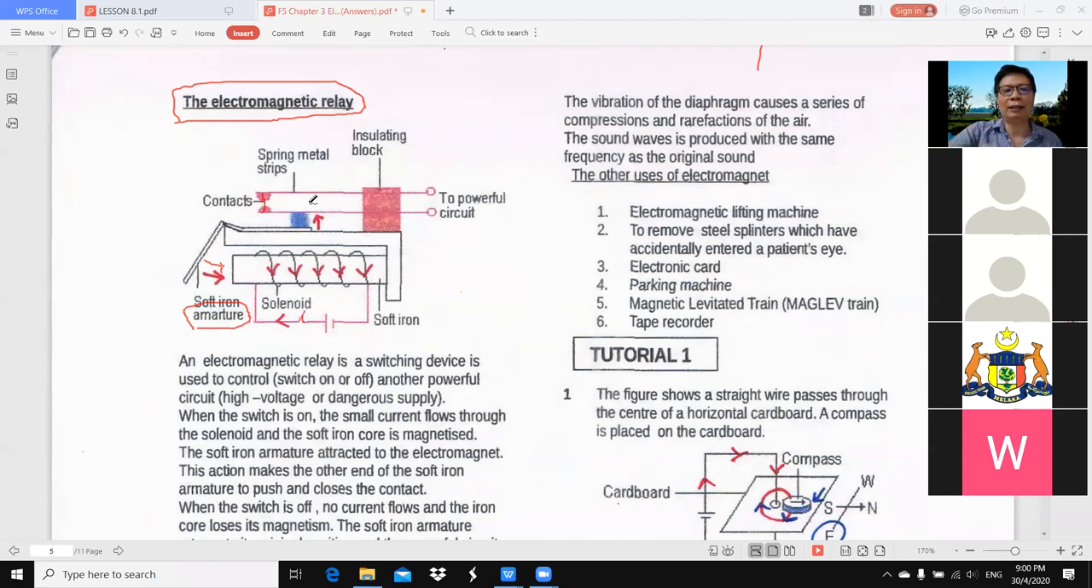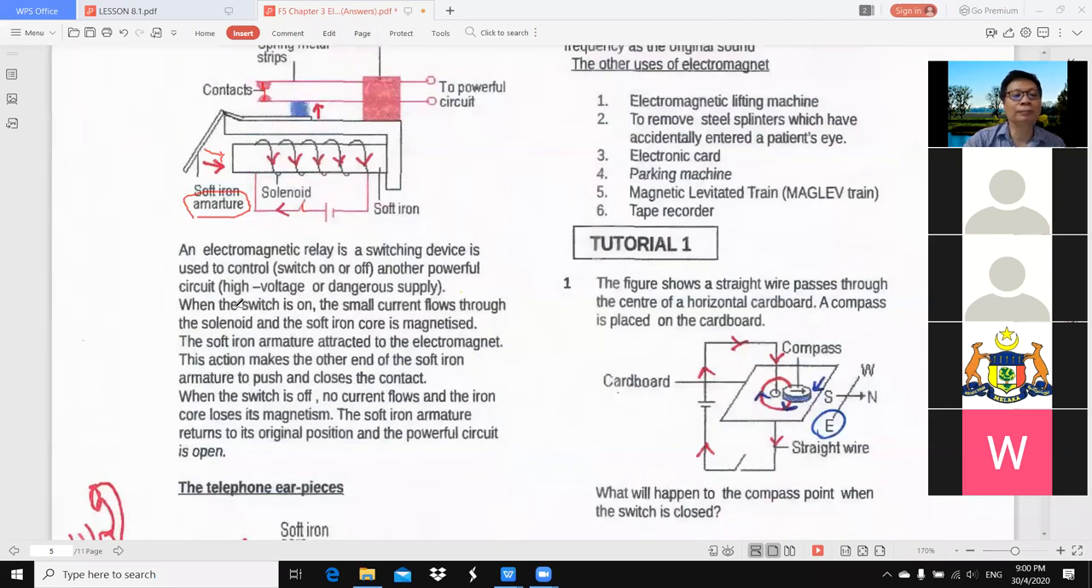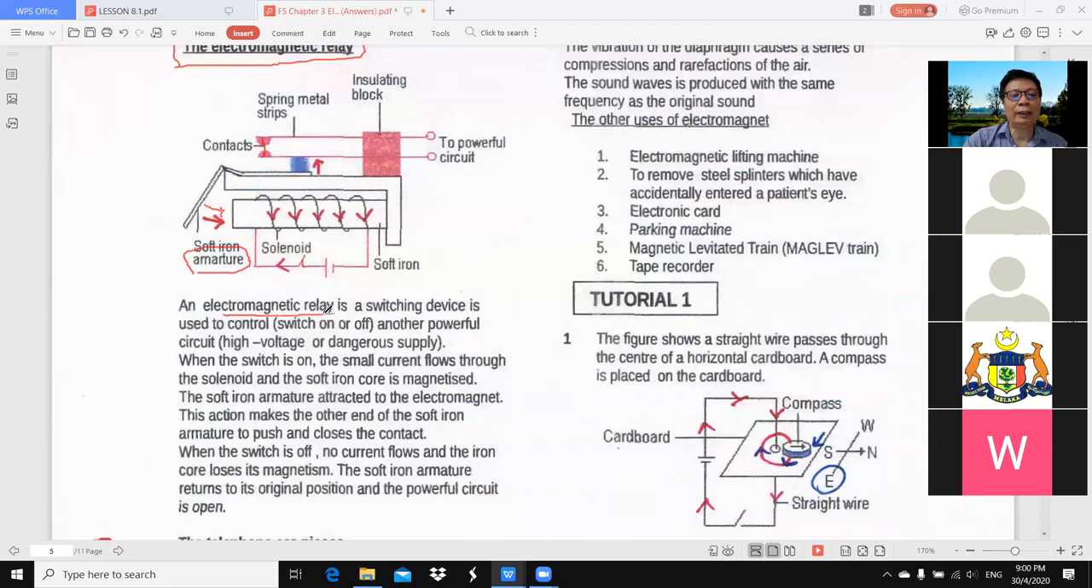You start the car on here, so it will turn on the car engine. Bigger current engine, understand? Okay, now go through here, an electromagnetic relay. Remember the word is relay. Relay means that you pass the job to somebody else. It's a switching device used to control, switch on and off another powerful circuit. Understand? Used to control another powerful circuit.